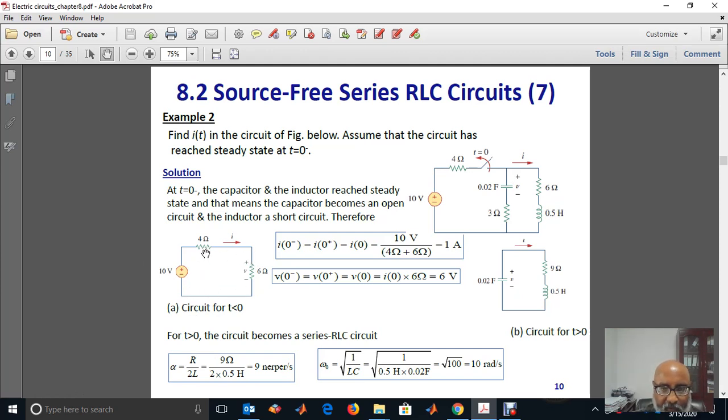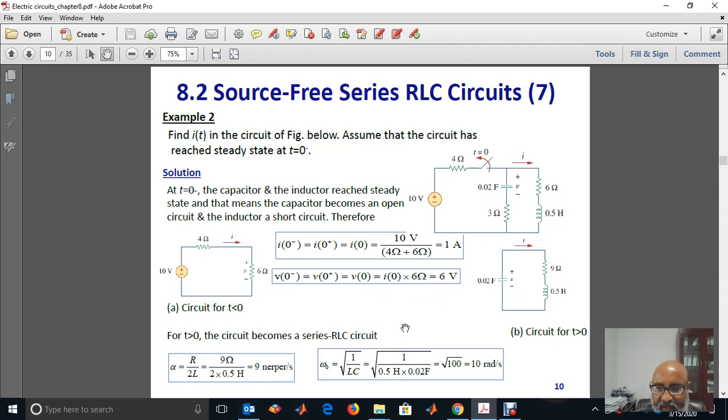We have a 4 ohm resistor and a 6 ohm resistor in series. Therefore, the current i at 0 minus is equal to 10 volt over 4 plus 6 ohm, which is 1 ampere. And the voltage across the capacitor v at 0 minus is equal to i at 0 times the 6 ohm. Why? Because the 6 ohm is in parallel with the capacitor, so they will have the same voltage. So we will have 6 volt.